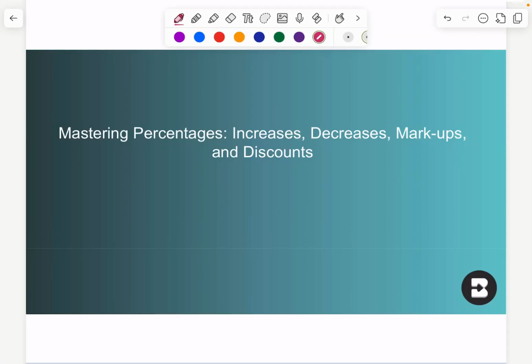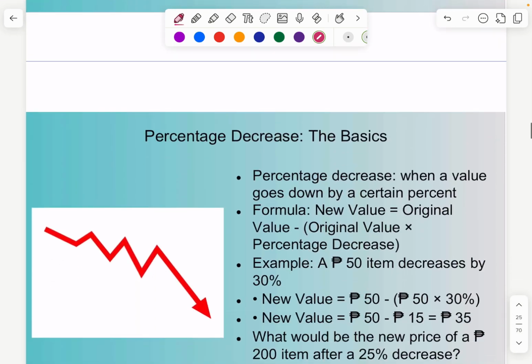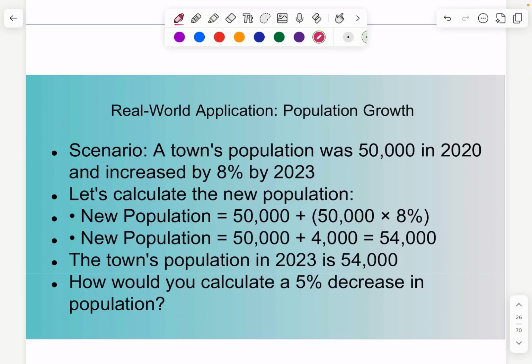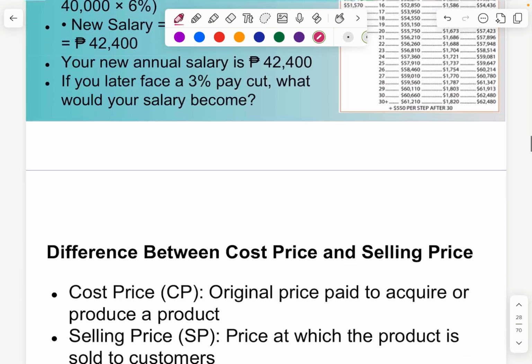Okay, today we will be discussing about discounts. But first, let us review what is markup all about, and then we will proceed to discounts. Okay, so when we say markup, it is just like the concept of increase. Ato ang gipadak-an ang certain value.